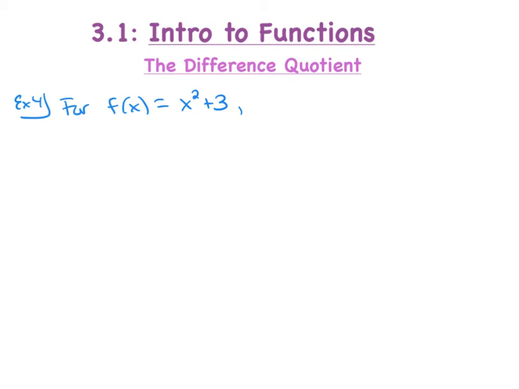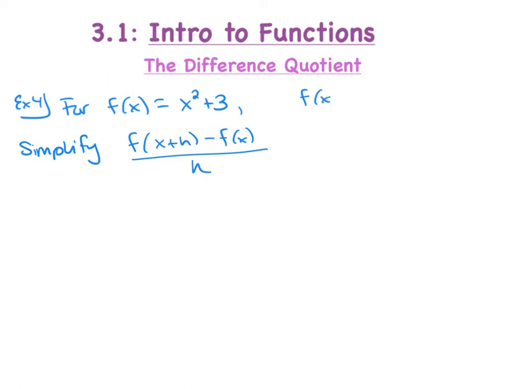So for this example, I'm going to change the function. Let's do f of x equals x squared plus 3, but I still want to simplify the difference quotient. In other words, f of x plus h minus f of x all over h. Okay, so we need f of x, we need f of x plus h, and then we need to plug those into that fraction and simplify that. Okay, well, f of x is easy enough. That's just x squared plus 3.